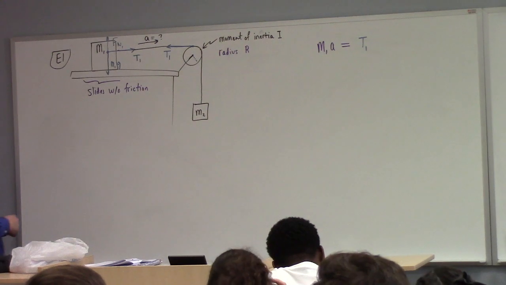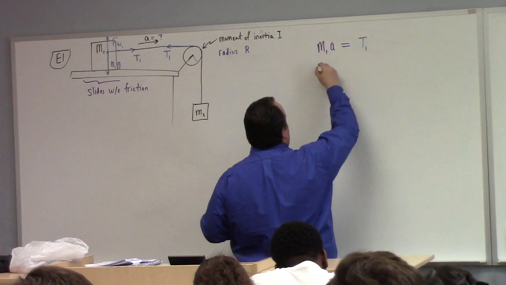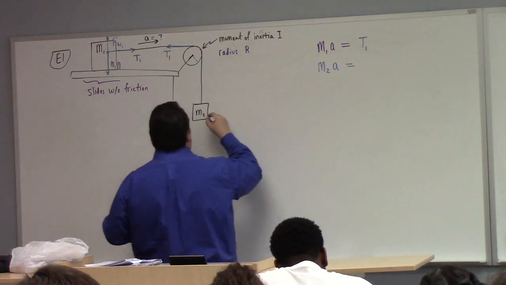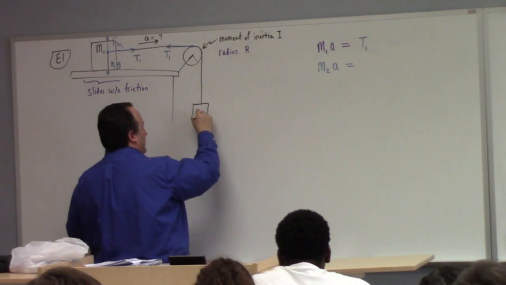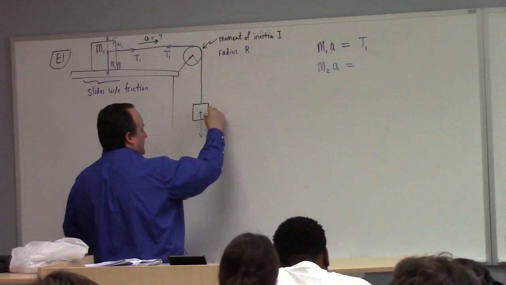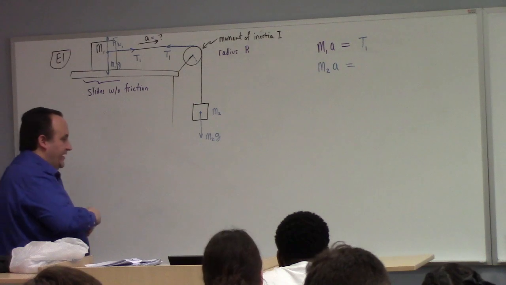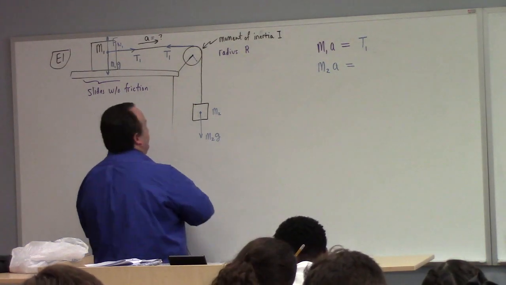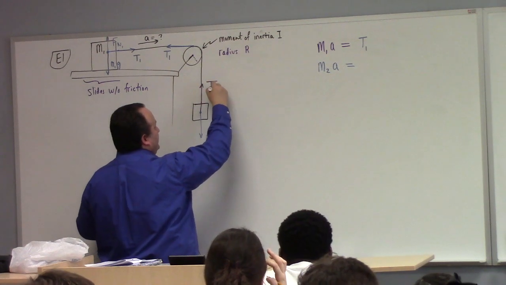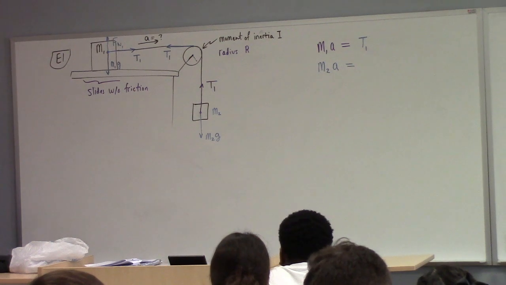Excuse me. All right. I'll do M2 next. M2A is equal to what? Well, if you think about M2 over here, we've got gravity, the weight of M2 going down like that, right? But what else do we have? We have the tension force over there. And the thing to notice is that it doesn't have to be the same tension as the other one, which is why I just wrote T1, because they're both equal to the same thing.